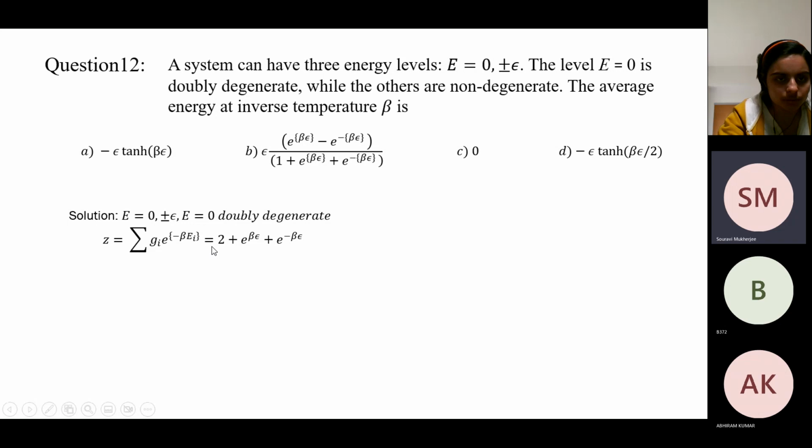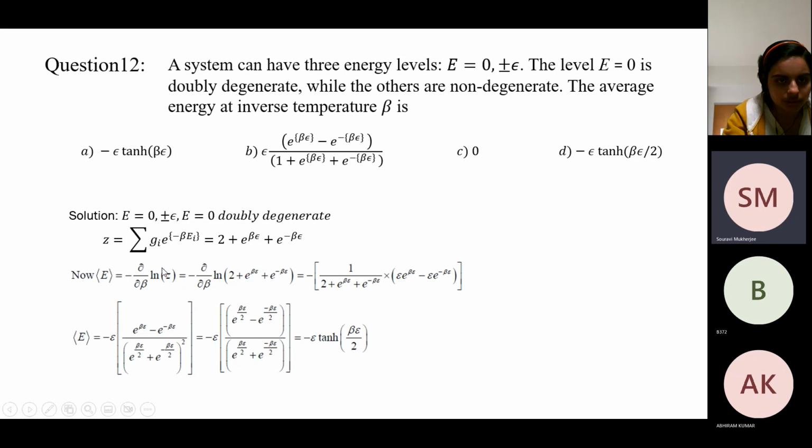Okay. Now what you have to find is the average energy. So what you do is minus del by del beta of ln Z. If you do that, this is the expression that you get. And with certain simplifications that they have done, this is a sinh term and this is a cosh term, sine hyperbolic and cos hyperbolic, and that gives the answer to be A. Sorry, not A. Is it A? No, it's D. Yes.